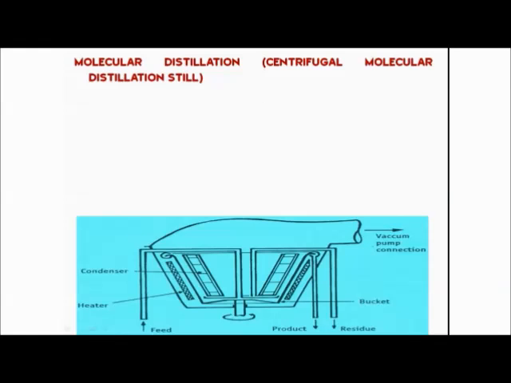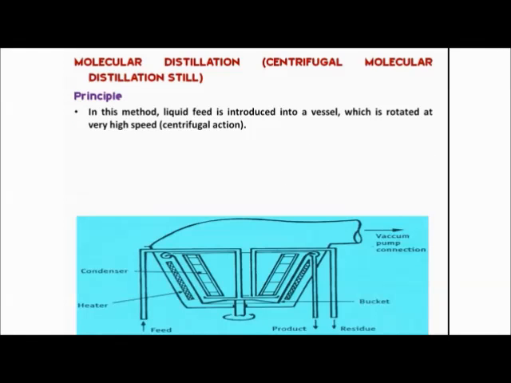So the next type of instrument that is used in the distillation process is the molecular distillation. Basically the model is the centrifugal molecular distillation still. This diagram I have already shown you in the previous presentation. So how this type of distillation takes place, let's discuss.